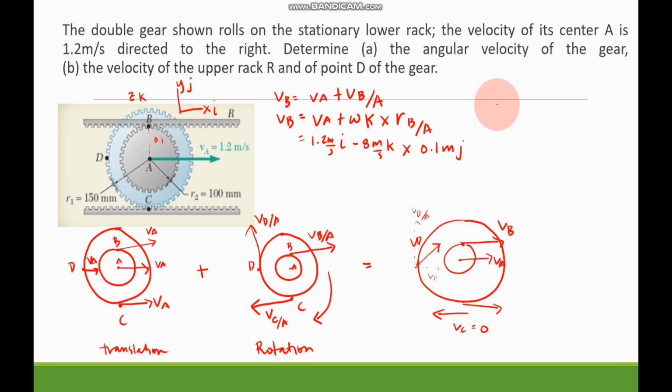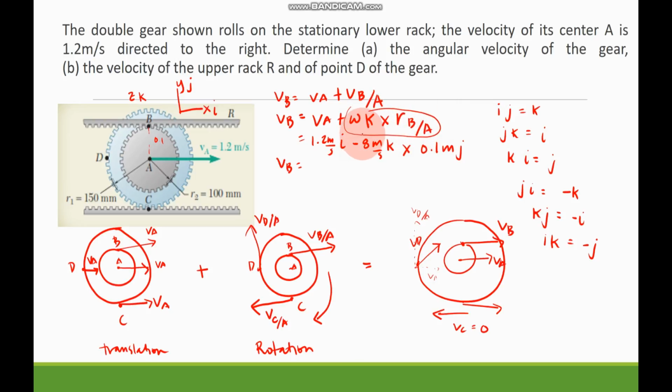So, let's go back to the vectors in which the vector product of i and j is equal to k. Vector product of j and k is equal to I. Vector product of k and I is equal to j. So take note of these vector products. So we apply it here. And our velocity of B would now be equal to, so this is the vector product. So this is what we will combine.